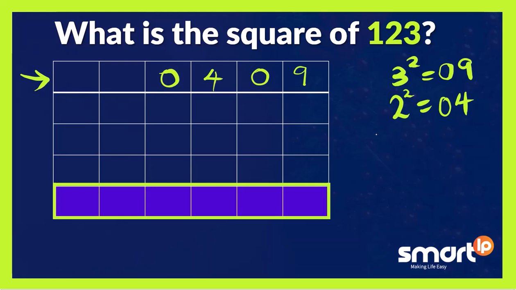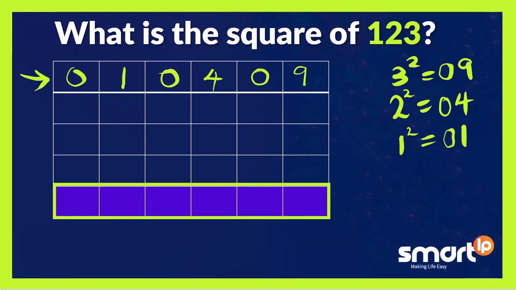Next step, take the first digit and square it. So that is 1 squared. 1 times 1 gives 1. 1 is also a single digit, so let's make it look like a 2-digit number. We add 0 to the beginning. That's 0, 1. So put the 1 here and put the 0 here. Now we're done with the first row.